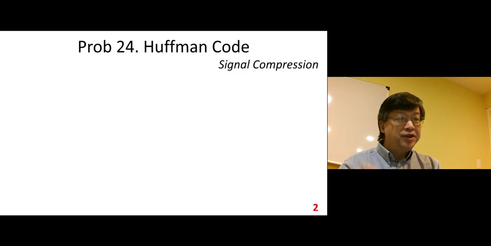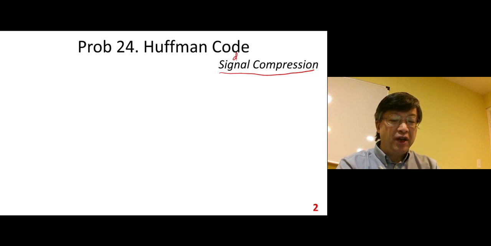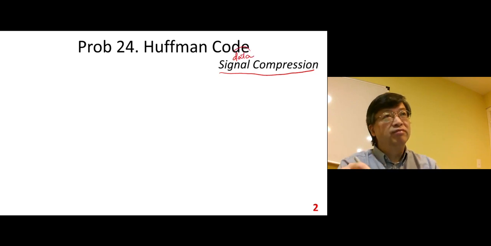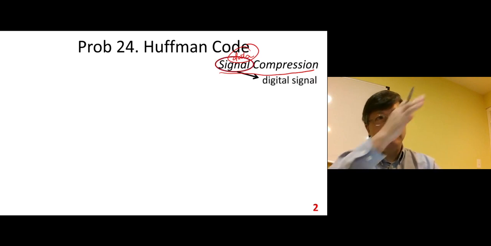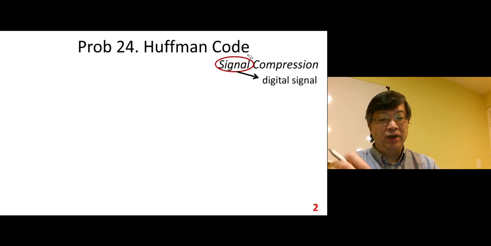Problem 24. This Huffman code is used in signal compression, or data compression, because the data can be treated as signal. What's the signal? The digital signal, not analog signal. A set of numbers, digital signal.